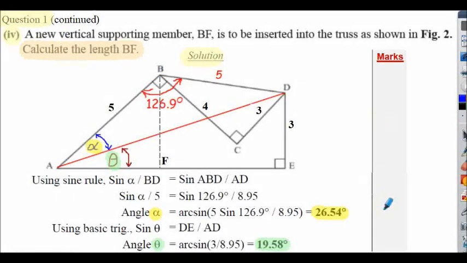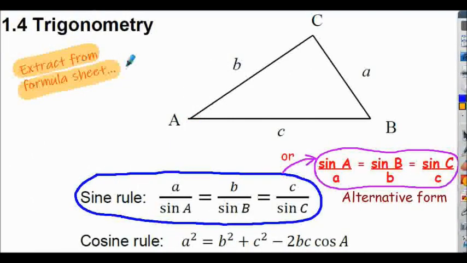I've used the sine rule to find angle alpha, shown here. Notice I've used the sine rule with the angle terms on the top line. In this way, that simplifies the transposition. Here's an extract from our formula sheet showing the sine rule in this format, but notice it could also be written in this format, which in this case has made the transposition slightly easier.